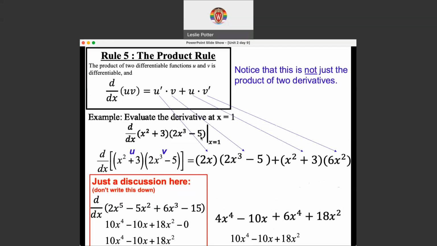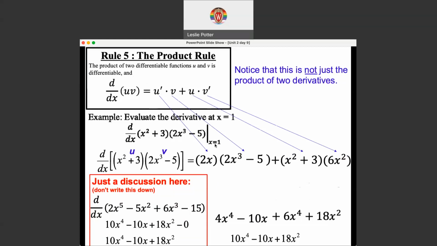Okay, so this is the product rule. This is really handy, not so much for problems like this. Honestly, I would still do problems like this by FOILing. But I'll show you where this definition really comes in handy.